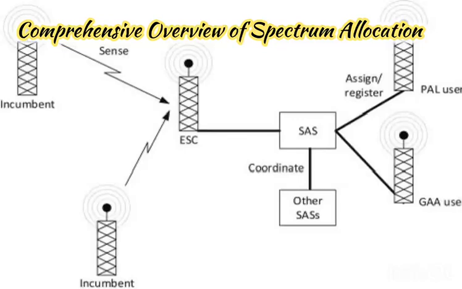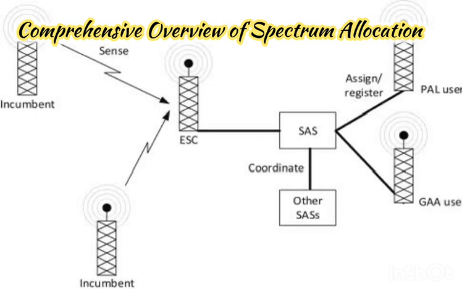Spectrum allocation refers to the process of assigning specific portions of the electromagnetic spectrum to various services or users to ensure the efficient use of this limited and vital resource. The electromagnetic spectrum is a continuous range of electromagnetic waves, radio waves, microwaves, etc., that can be harnessed for communication, broadcasting, scientific research, and other applications. Since the spectrum is finite and demand for wireless communication continues to grow, managing its allocation becomes increasingly important.